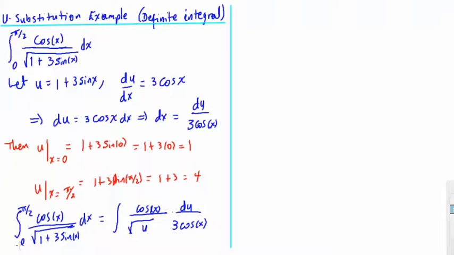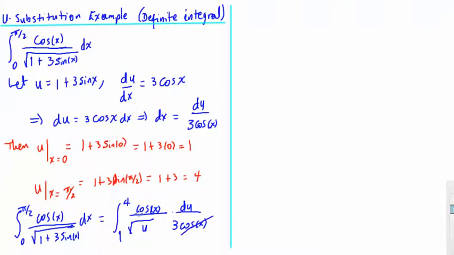Now the limits change. With respect to x, we're supposed to integrate from 0 to pi over 2. But when x is 0, u is 1, and when x is pi over 2, u is 4. So I change the limits from 1 to 4 with respect to u. With respect to x, the limits were from 0 to pi over 2, so when I have dx, I had 0 to pi over 2. When I change it to du, I change it to 1 to 4.